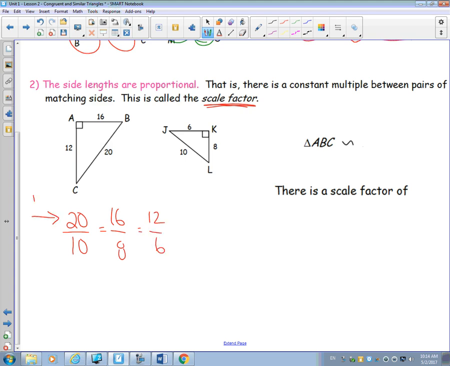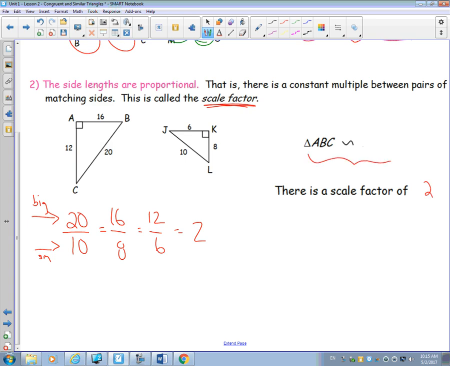So this is all from the big triangle. These are all from the small triangle. Well, every single one of those, when you divide them, 20 by 10, 16 by 8, and 12 by 6, comes out to 2. They all have the same scale factor. One triangle is twice as big as the other one. And so we'd say a scale factor of 2.